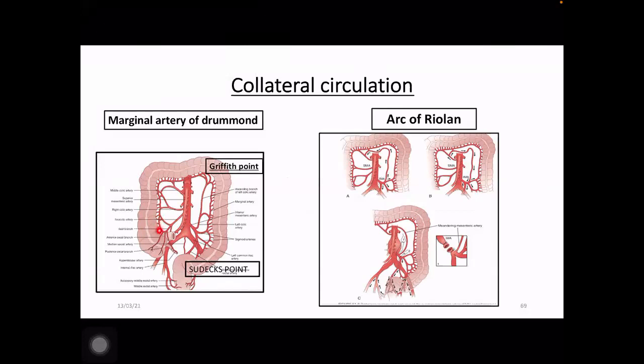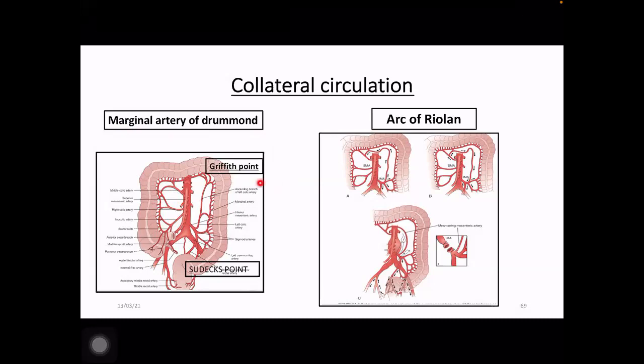So the marginal artery of Drummond is the artery which runs along the margin of the colon and connects all the arterial arcades which supply the colon. So even if the right colic is blocked, because of this marginal artery, it can supply the blocked area of the right colic through the ileocolic or through the middle colic. So the marginal artery of Drummond is one collateral circulation.